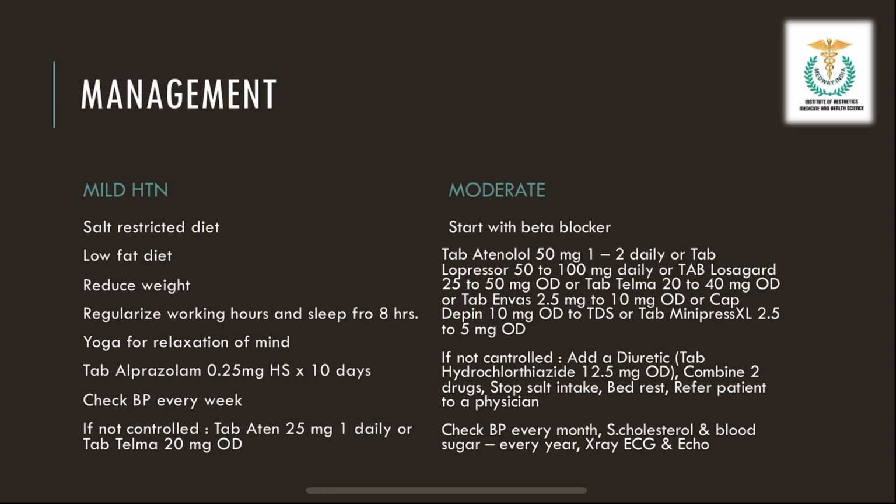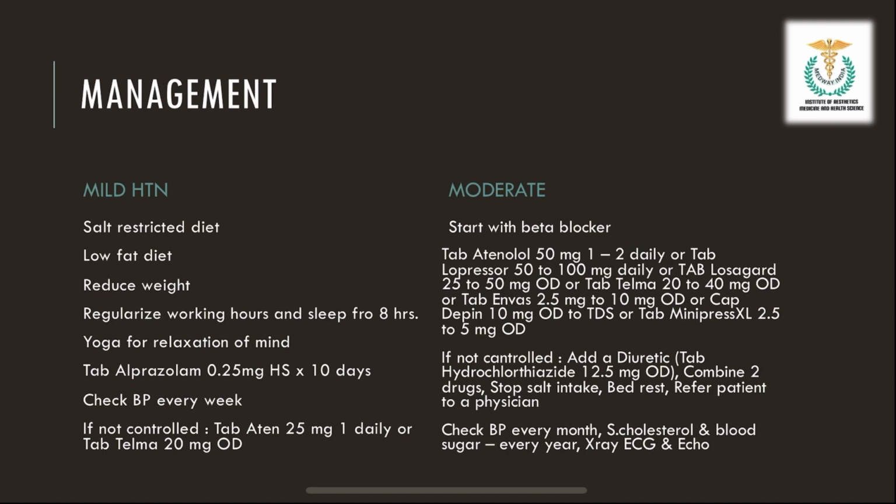It is a drug of choice. Or Tab Envas 2.5 mg to 10 mg OD, that is an ACE inhibitor. Or Capsule Depin 10 mg OD to TDS, it is a nifedipine. Or you can advise Tab Minipress XL 2.5 to 5 mg OD. If even after all this it is not controlled, add a diuretic.